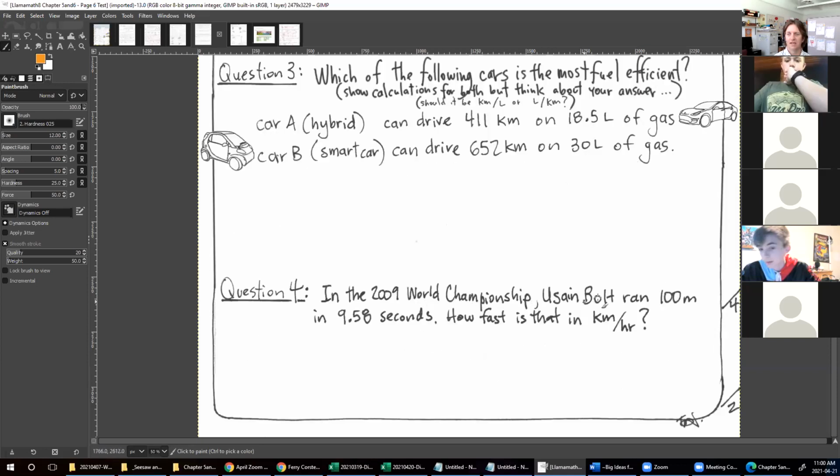Here, it's Usain Bolt. He ran 100 meters in 9.58 seconds, just so fast. We must all remember that. How fast is that in kilometers per hour? So that's where we're converting units. We're going from 100 meters. How many meters are in a kilometer? And we'll do the conversion. I'm certainly happy to help there.